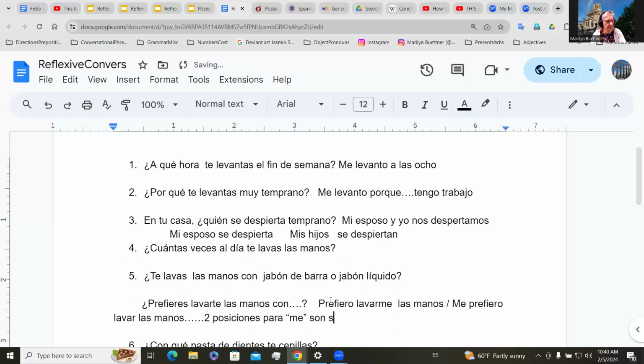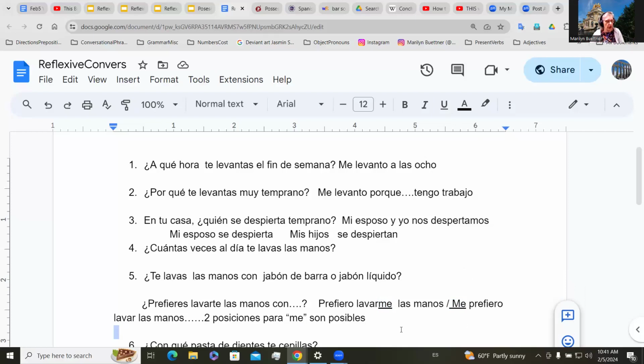Son posibles. 2 positions for that word me are possible if I use a 2-verb combo. Both of these positions for the word me are a-okay. I cannot tell you why. It just is the way it is. But that's only when it's 2 verbs working together. Yeah? The prefiero and the infinitive.